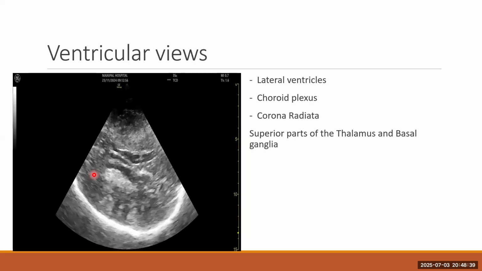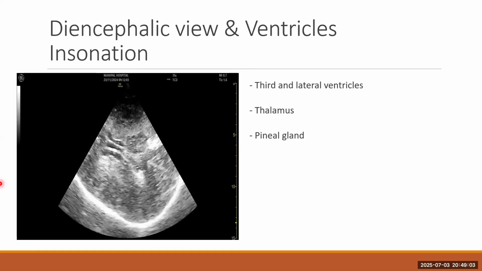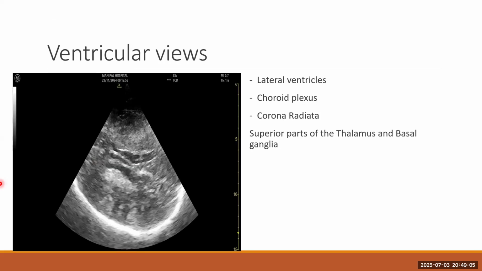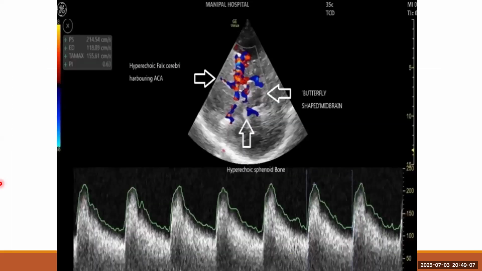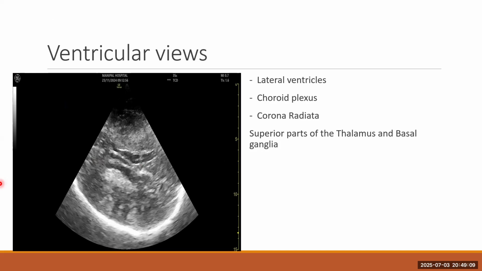transtemporal window. If we slide the probe a little bit more above, we can see the ventricular view, where we can see the lateral ventricles, the choroid plexus, possibly these, and the corona radiata. So the periventricular structures are the corona radiata. This is the third plane of the transtemporal window. So the three planes are the mesencephalic view, the diencephalic view, and the ventricular view. These views might be very important in identifying patients with hydrocephalus.